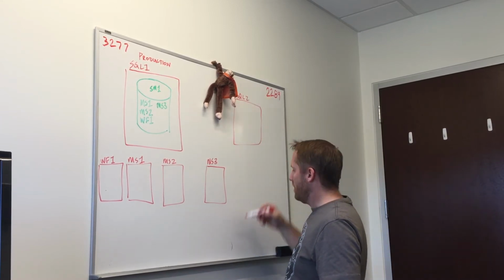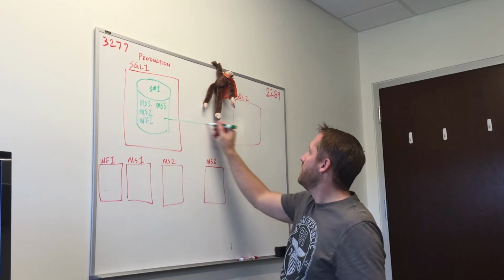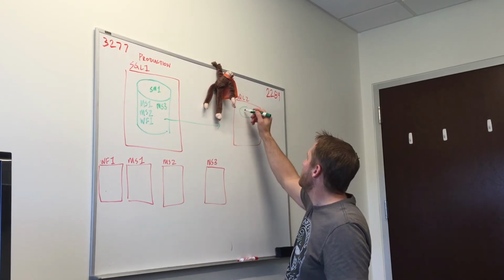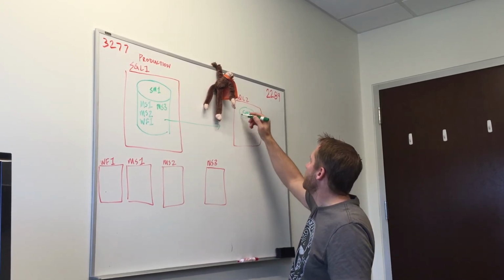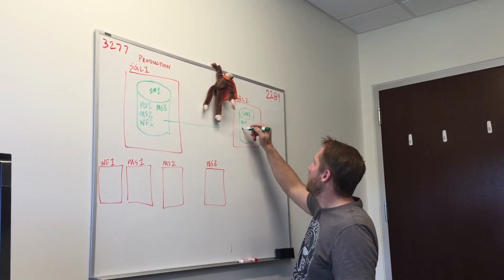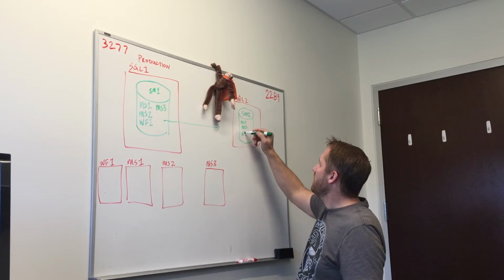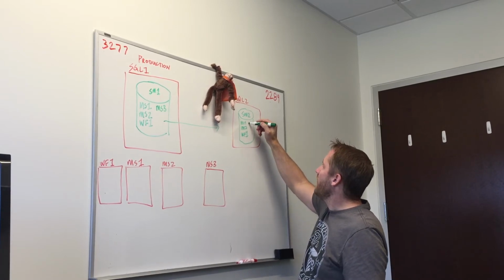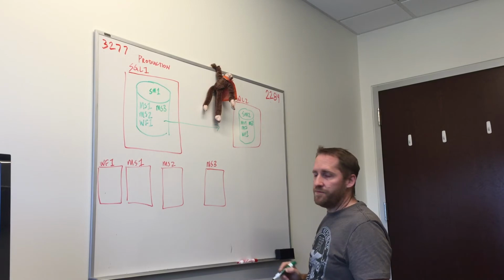SQL 2, let's call it, and we restored this database over here. So we'll call this SM2. And so SM2 knows about Management Server 1, Management Server 2, Workflow 1, and Management Server 3.